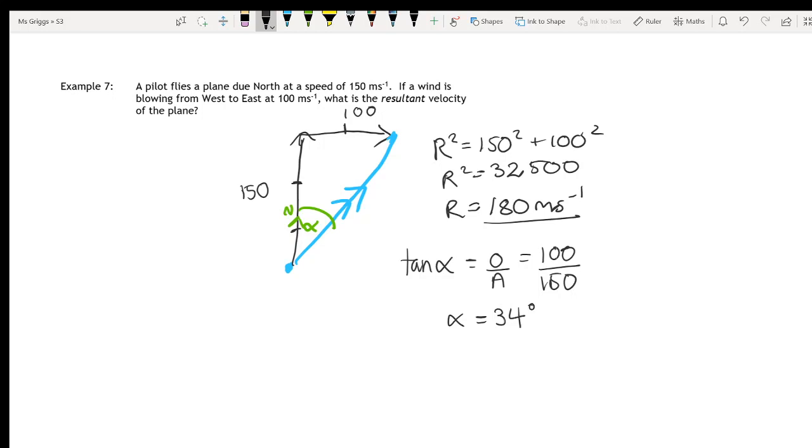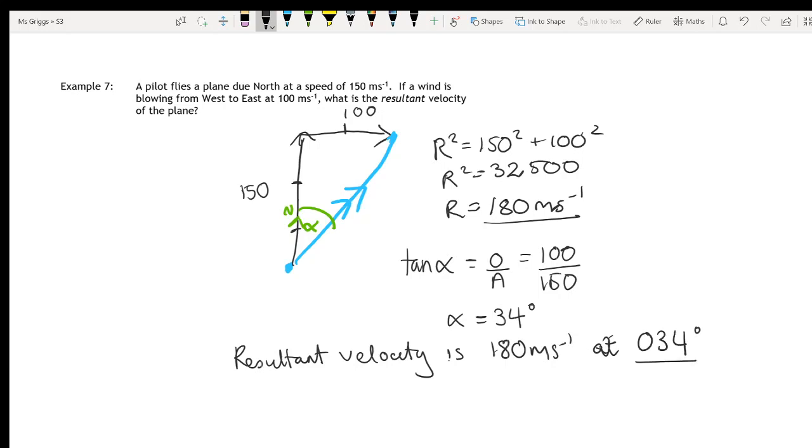34 degrees, rounded. So your final answer, the resultant velocity, is 180 meters per second at a bearing of 034 degrees. Remember, it always has to be 3 numbers there. Okay, again, it's a velocity, so it's a vector, so you need to have direction as well there. You don't always need to have the displacement to find the velocity if the velocity is given to you there already.